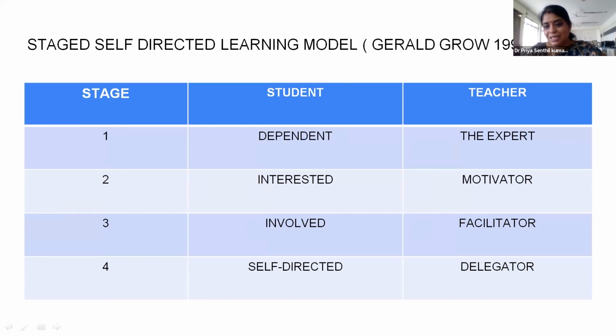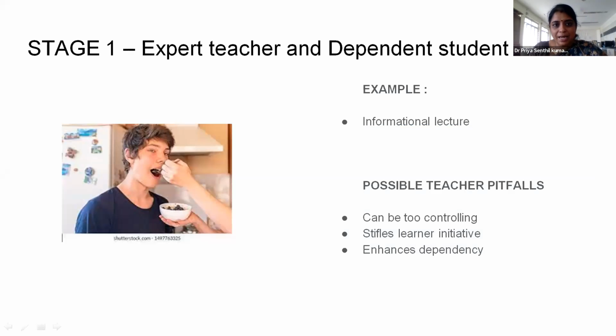And the fourth one is a self-directed student, who is himself self-directed. So he requires a delegator. So that is the quality that the teacher should have. So we will move through each stage. In stage 1, as I said, the student is dependent.